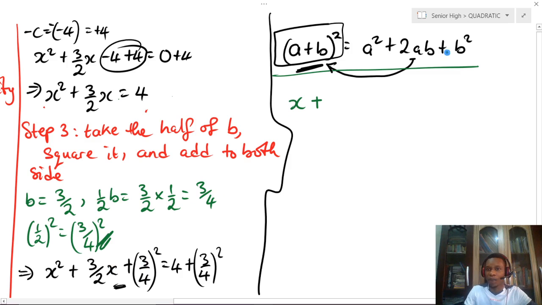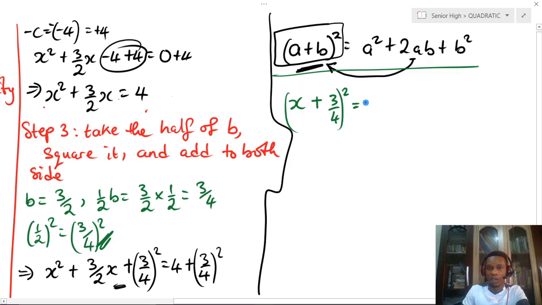Just like this one, the c part was what? So the c part is what? 3 over 4. You leave the square, so we have 3 over 4, and we put it as what? Square. And that's it. But just to show you that we know what we are doing, let us try to expand this, and we'll see we'll get back to this value.